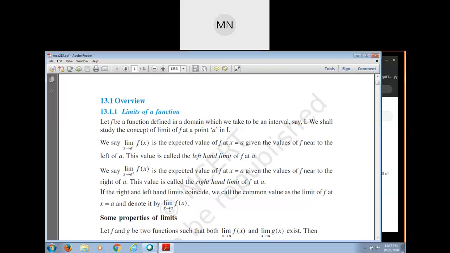And it is denoted by limit x tends to a f of x. So we write limit x tends to a f of x equals limit x tends to a minus f of x equals limit x tends to a plus f of x. Okay? Is it clear? Yes.